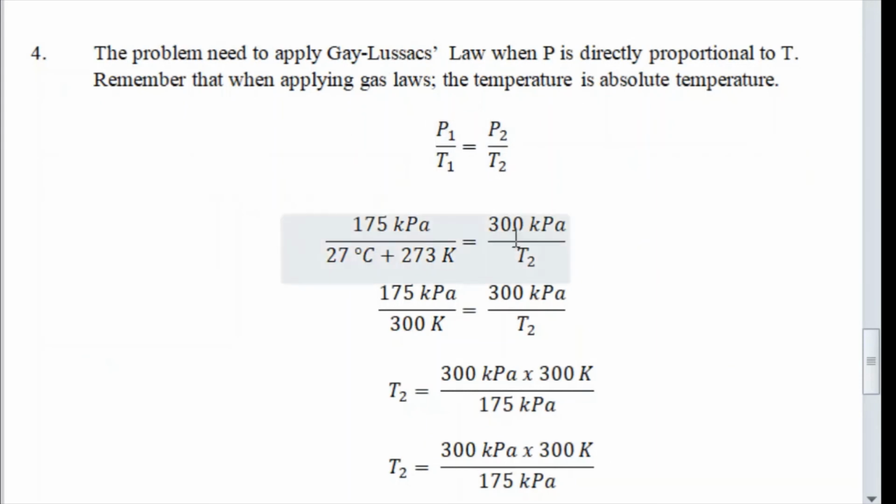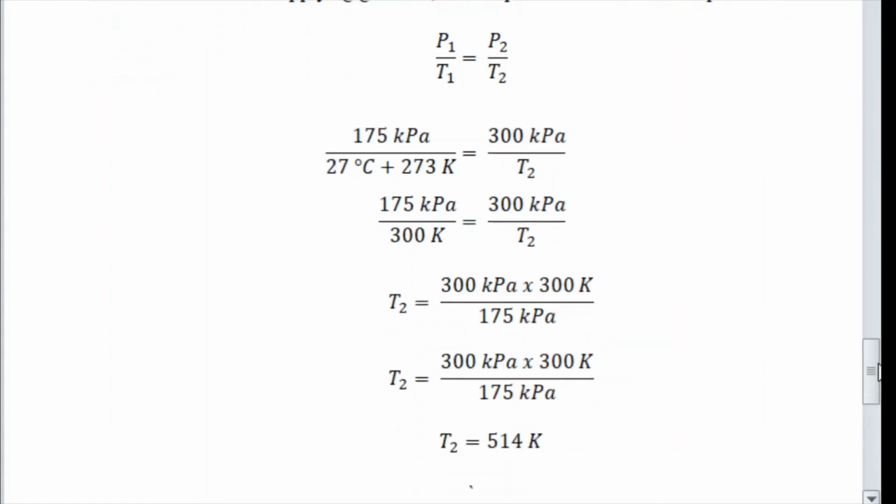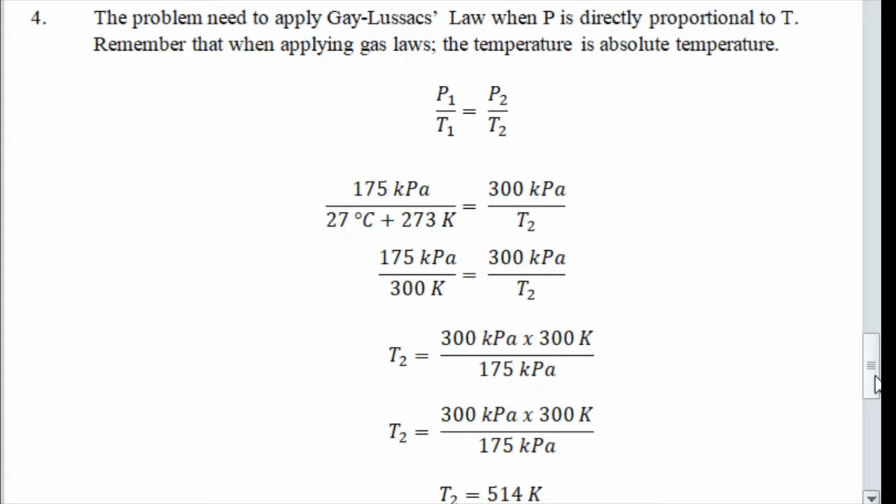Now write the equation P1 over T1 equals P2 over T2, and then we just substitute the numbers. Don't forget to add 273 Kelvin to the temperature, which is in degrees Celsius. And then the final temperature, T2 equals 514 Kelvin. The results obey Gay-Lussac's law.